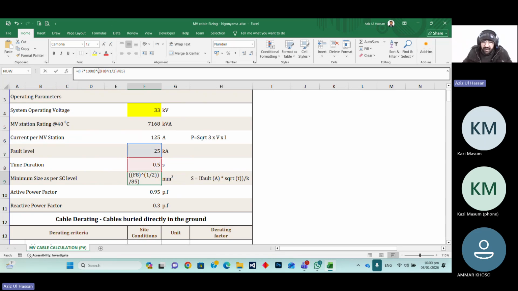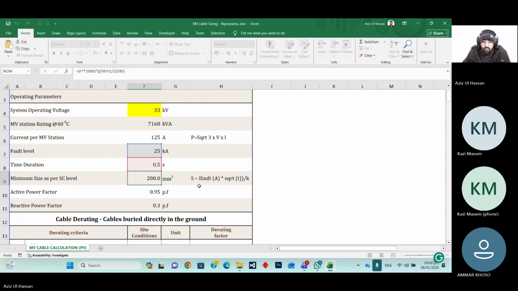Here you can see that at this fault level, our minimum cable size should be 208. So we have to size our cable greater than 208, because in the market only the 240 size is available higher than this. The lower is 185, so we don't use that one.